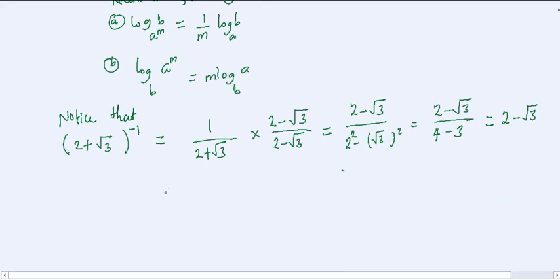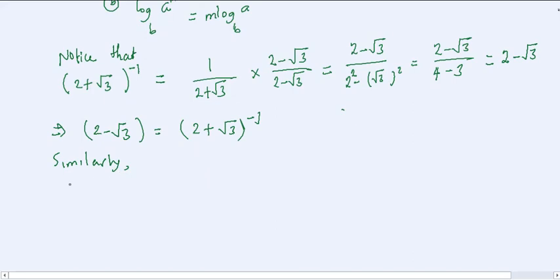So now the next thing to do is the generalization. That means that I have 2 minus root 3 can be written as 2 plus root 3 raised to the power of minus 1. That is the first thing we have shown. Similarly, look at what we are going to be doing next.